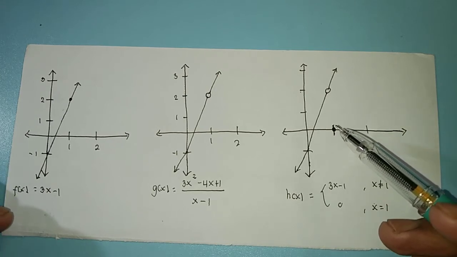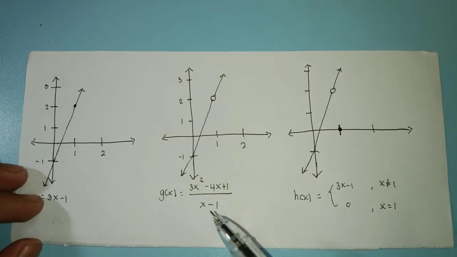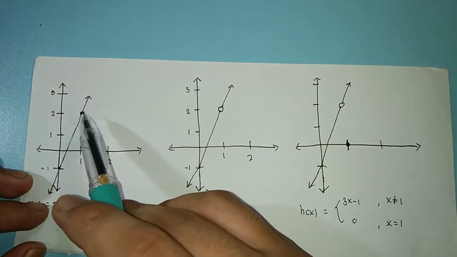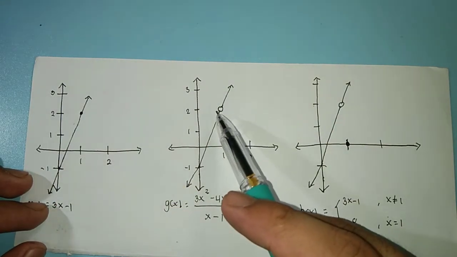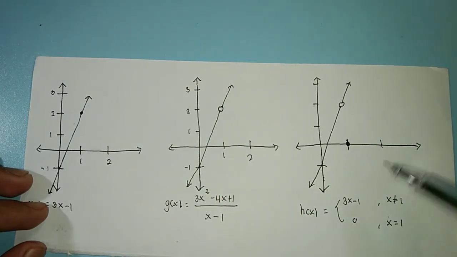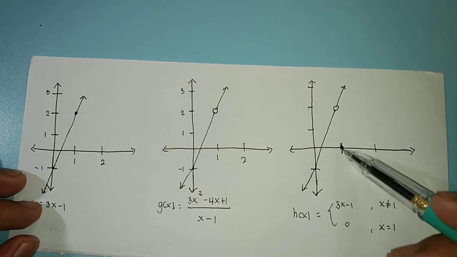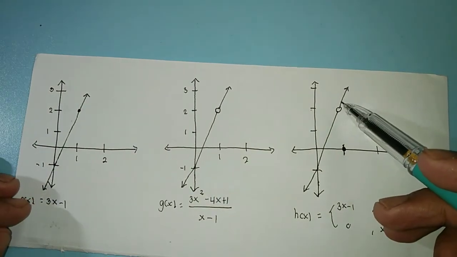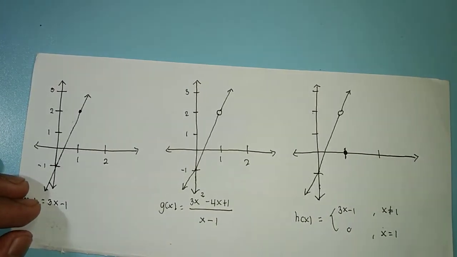So kung mapapansin nyo, nagkakaiba lang sila at point x equals 1. Okay? So at x equals 1, kung mapapansin nyo dito yung (1, 2), nakadot siya. But dito, at x equals 1, nakacircle siya, (1, 2) sa ating rational. Then, dito naman sa piecewise function at x equals 1, ang nakadot ay ito, (1, 0), tapos nakacircle din yung (1, 2). So, dun sila nagkakaiba-iba. But, sa the rest, almost similar yung graph nila.